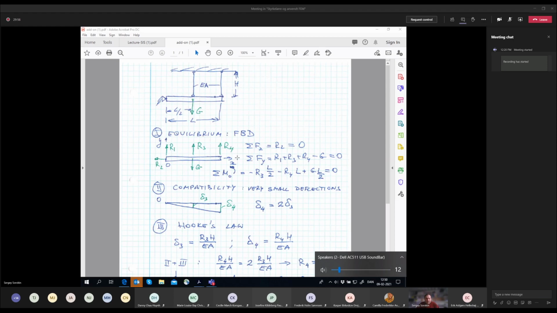So this is the fundamental difference between theoretical mechanics, or mechanics of rigid bodies, and applied mechanics, or mechanics of materials. In the mechanics of materials, we allow for deformations, but we say that these deformations are very, very small. But they must be coherent with each other. So we cannot say that the deflection delta 3 is absolutely independent of deflection delta 4.